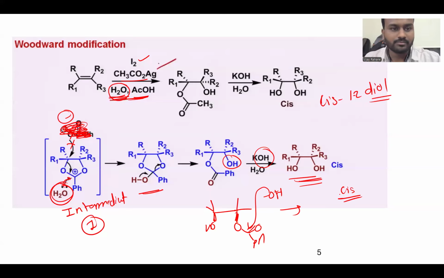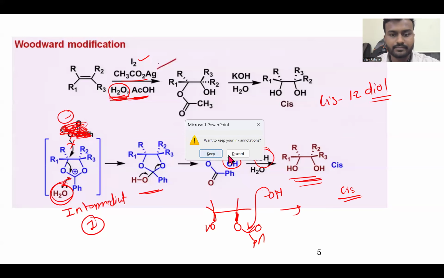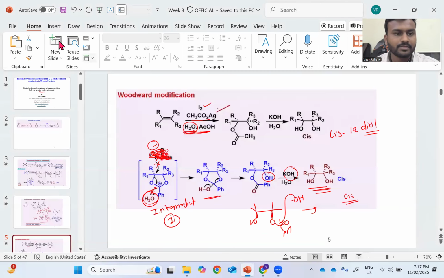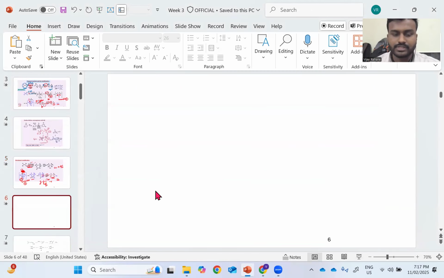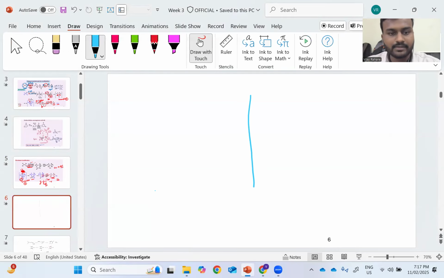So this is the Woodward modification, and I hope there is one question in the assignment based on this one, so you can solve that question. Keep that in mind. I will just summarize this slide, so I will insert one slide in between. For the Prevost and Woodward, I will make it in the form of a table, and you can make it complete.